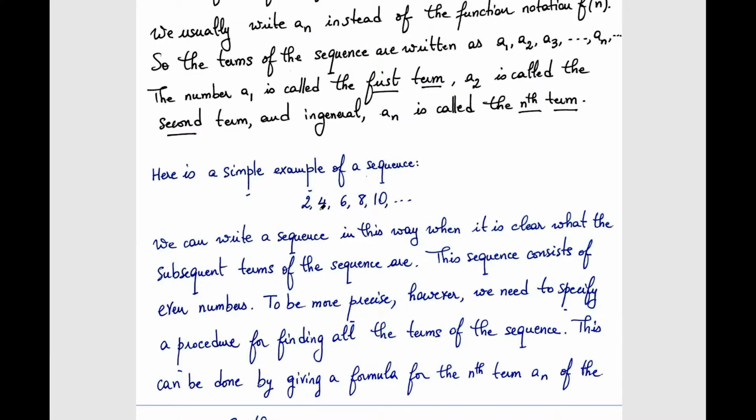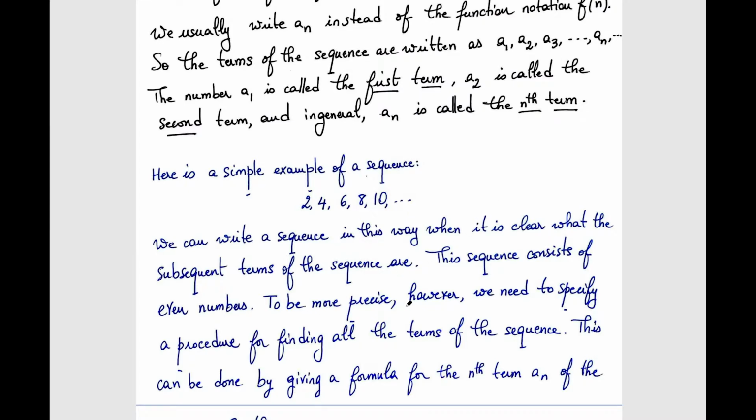Here's a simple example of a sequence: 2, 4, 6, 8, 10, and so on. These are obviously multiples of 2. So we can write a sequence in this way when it's clear what the subsequent terms are. For example, here we understand those dots mean that the pattern is assumed to continue. So the next one would be the next multiple of 2, which is 12, and so on. So you can start enumerating the elements of the sequence and put dots, which means the reader can understand the pattern, so they can describe the whole sequence.